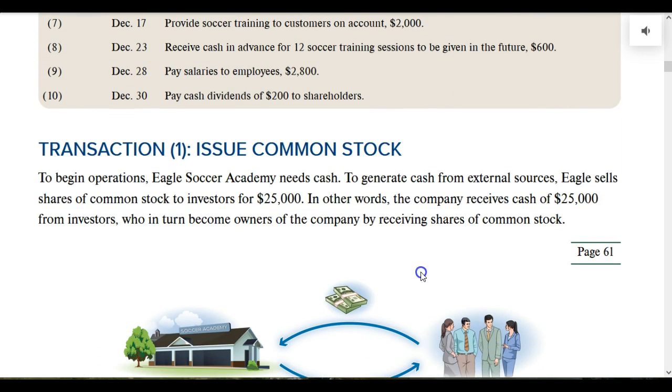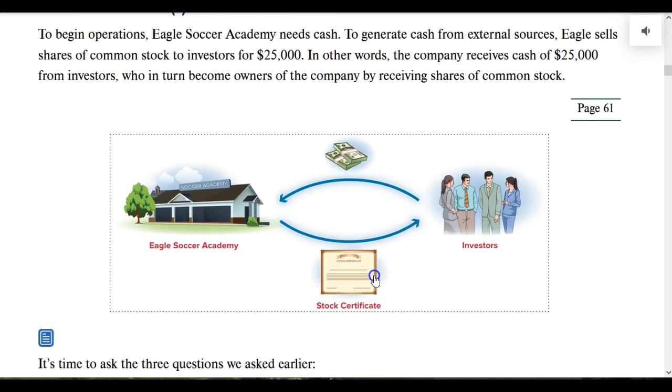So issue common stock. The company at the very beginning needs to get cash and other assets into the business. So to get cash in the business right away, the corporation sells stock to the new stockholders, and the new stockholders give $25,000 cash to the business, to the company.